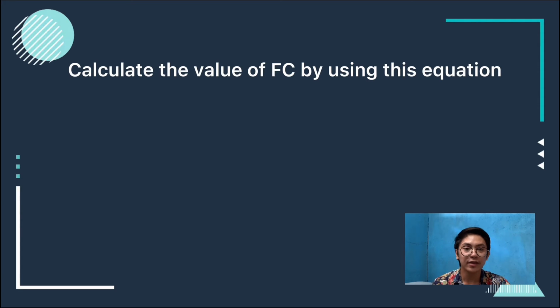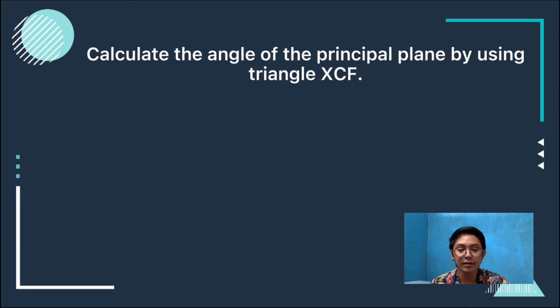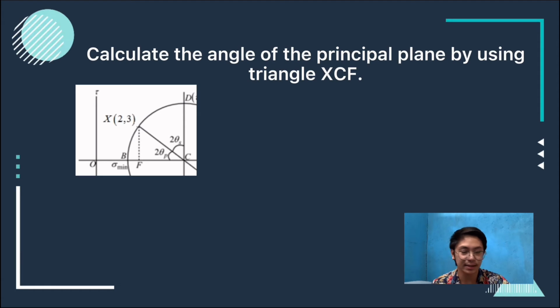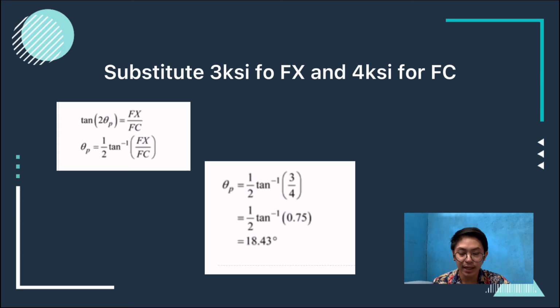Now, calculate the value of FC by using the equation FC is equal to OC minus OF. So, we need to substitute 6 ksi for OC and 2 ksi for OF. So, the value of our FC is equal to 4 ksi. Next is we need to calculate the angle of the principal plane by using the triangle XCF. Then, we need to substitute 3 ksi for FX and 4 ksi for FC. So, the angle of the principal plane is 18.43 degrees.